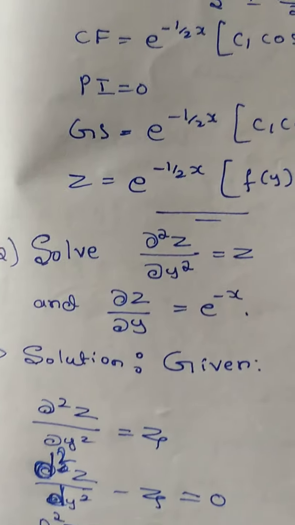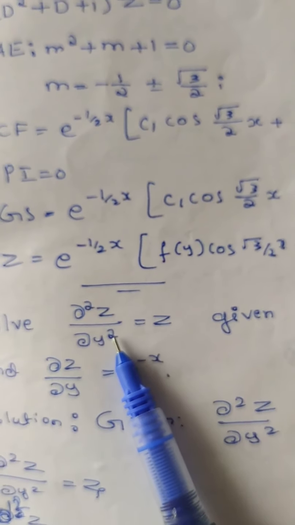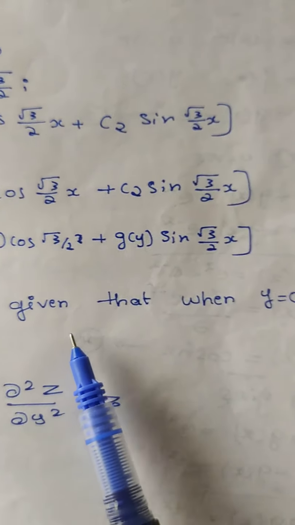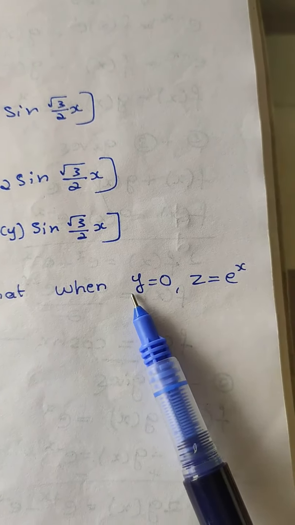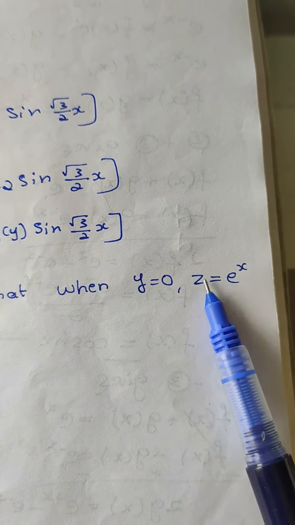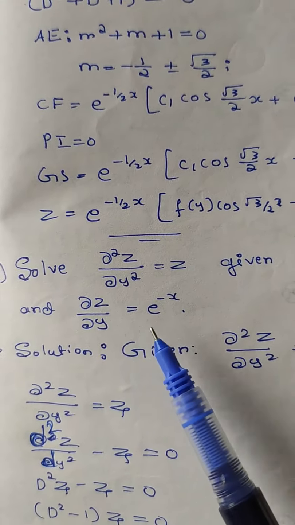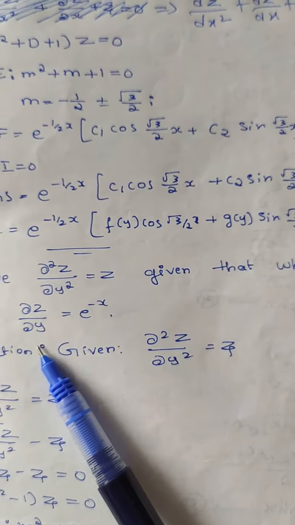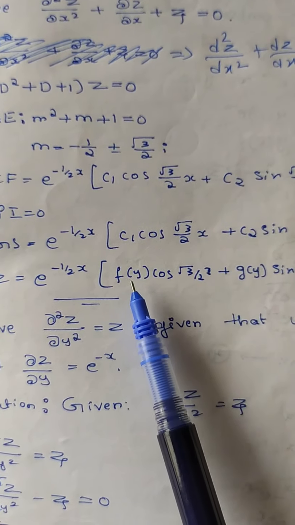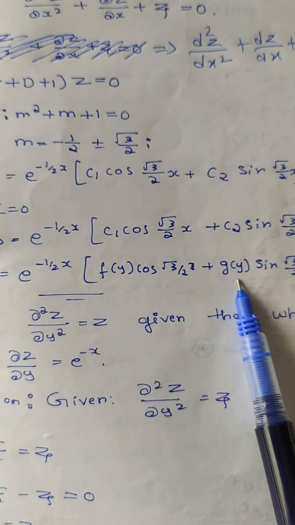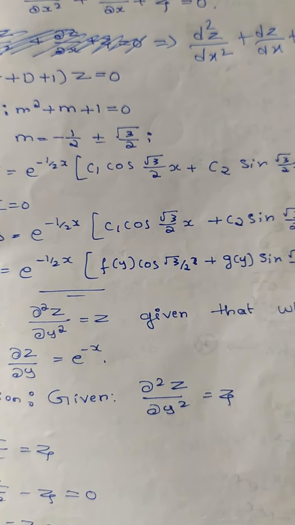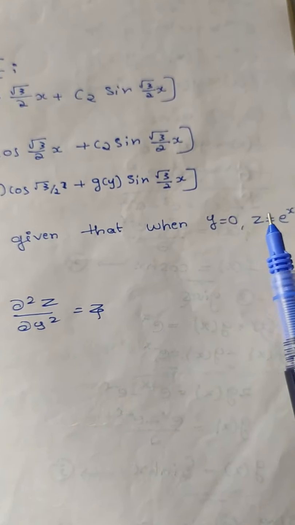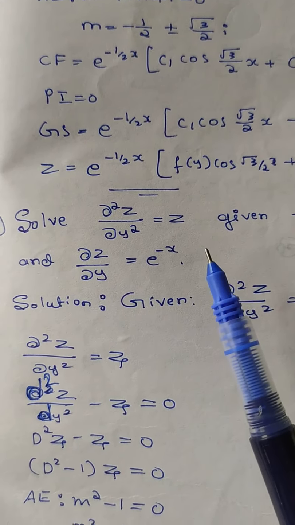Okay. Now, come to the second one. Solve this PDE. In this PDE, we have independent variable y with conditions. Given that when y = 0, z = e^x and ∂z/∂y = e^(-x). These two conditions are used to find the arbitrary functions. For example, in the previous one, f(y) and g(y) were the constants. To find these two constants, we use conditions. Here the conditions are: when y is 0, z is e^x and ∂z/∂y is e^(-x).